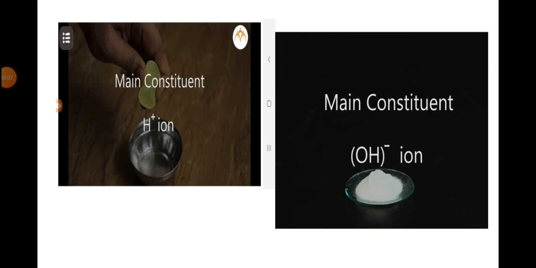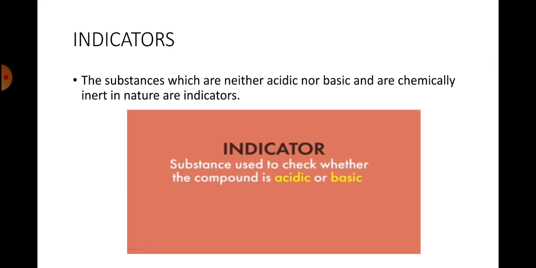Children, in our last video, we started with the lesson acid and base, and in acid, we have seen the main constituent is H plus ion, and in base, the main constituent is OH minus ion. Now, let us begin with the next topic, that is indicators. As I told you, for checking any substance, we directly cannot taste that substance. It might be dangerous, and for that purpose, the substances which are neither acidic nor basic and are chemically inert in nature are used, and those are indicators.